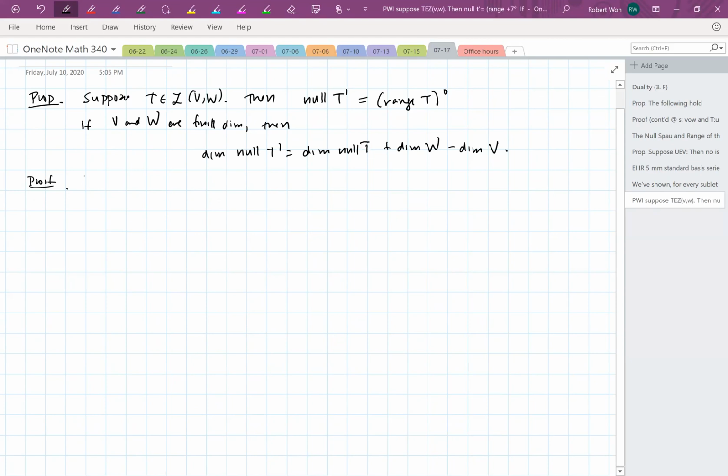So let's show both inclusions. Let's first show that the null space of the dual is contained in the annihilator of the range. So suppose that phi is in the null space of the dual, which again is a subspace of W dual. Okay, well, what does it mean to be in the null space? It means that T dual applied to phi equals 0. Of course, the definition of T dual of phi is phi of T.